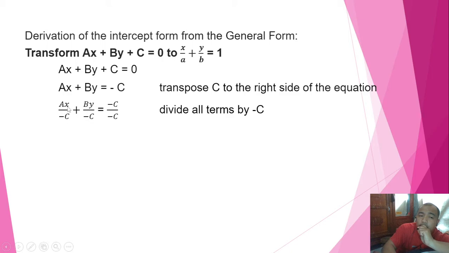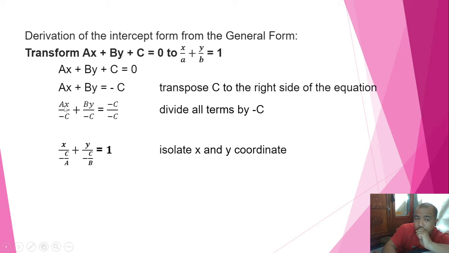Negative ax over negative c plus by over negative c equals negative c over negative c, which becomes 1 on this part. Then isolate the x and y coordinates. So ax over negative c becomes x over negative c over a, just like what we're doing in intercept form, plus y over negative c over b.